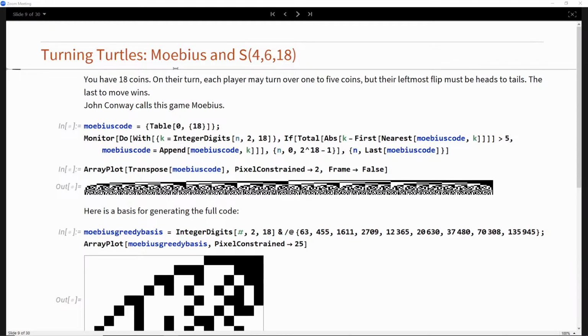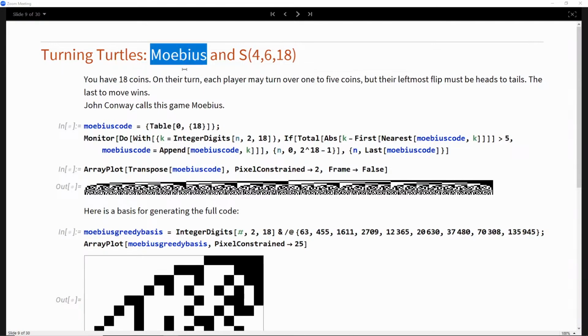Now let me transition to something developed by John Conway. You've got 18 coins, and on each turn you can turn over 1 to 5 coins, but the coins are in a row, and the leftmost coin must flip from heads to tails. You can basically flip any coins you want, but the coin that is heads furthest to the left, that's one you must flip. The last person to flip a coin wins.